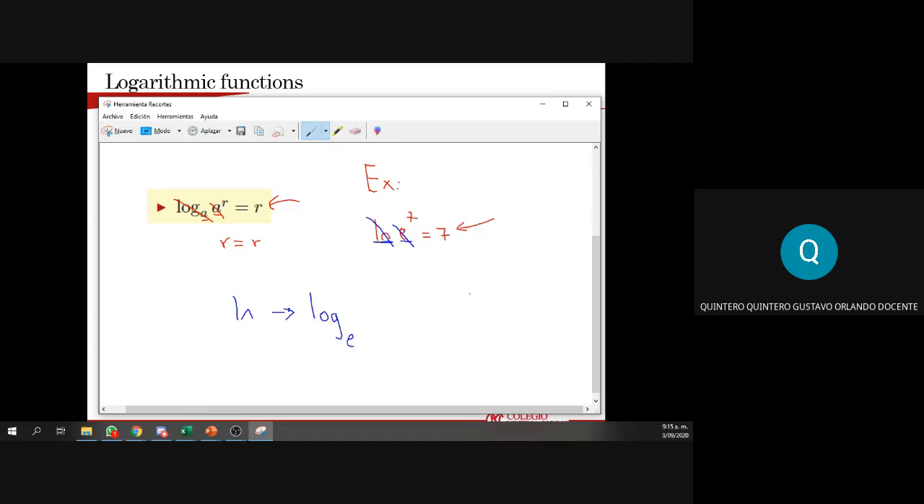Again, remember, ln is a specific type of logarithm, but every single thing that I have been teaching you about logarithms applies to ln as well.